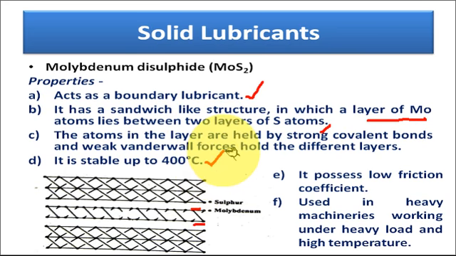It is stable up to 400 degrees centigrade, so it can be used as a lubricant at very high temperatures also. It possesses a low friction coefficient, and it can be used in heavy machinery working under heavy load and high temperature conditions. So all the solid lubricants are boundary lubricants. That means these lubricants form a monolayer on the metal surface.